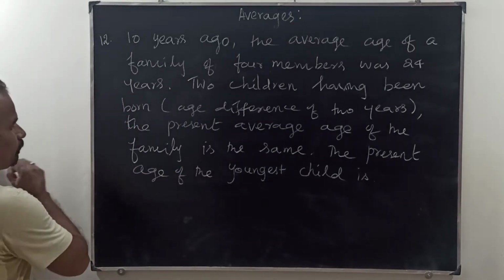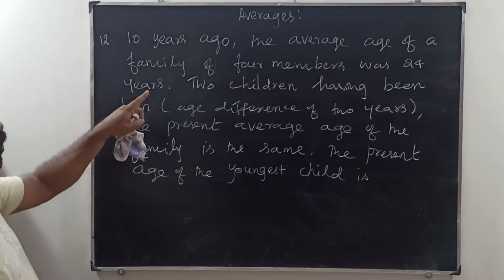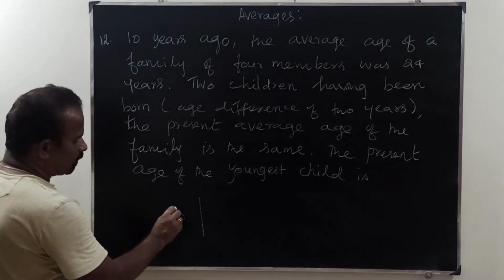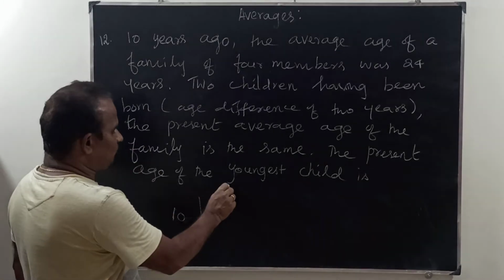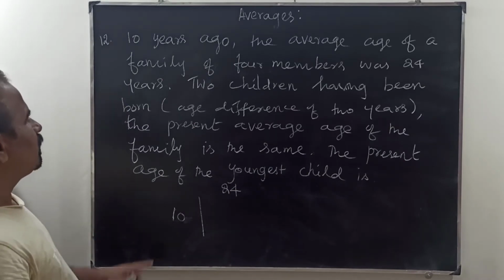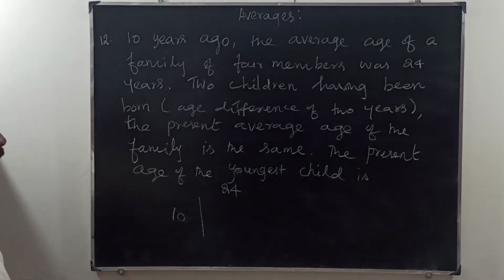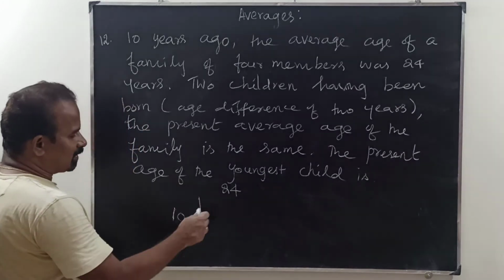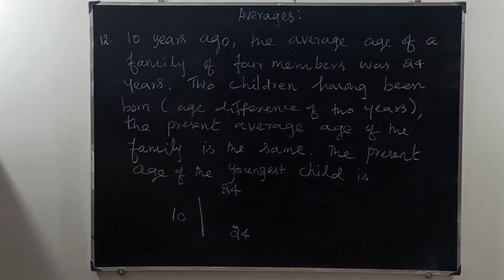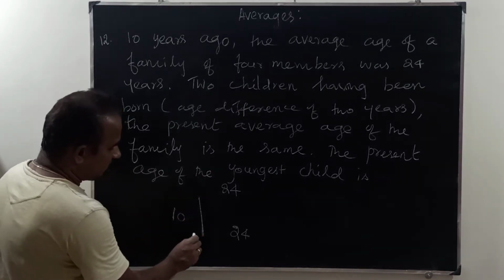Let us proceed. Here, 10 years ago the average age of a family of 4 members was 24. Two children having been born with the age difference of 2 years, the present average age of the family is the same. After 10 years, here the average age is again 24. So this is 10 years before, and this is present.